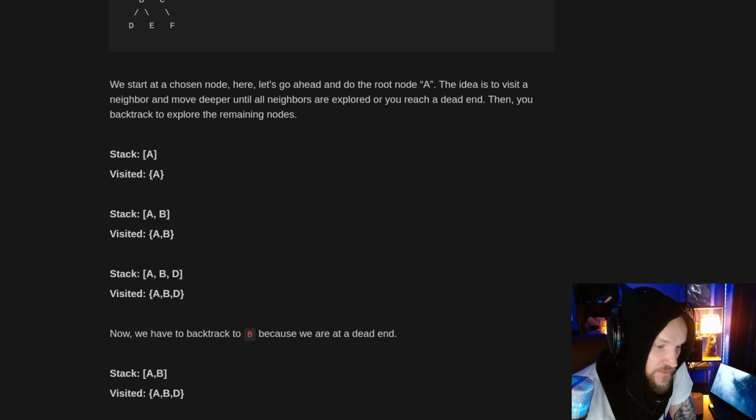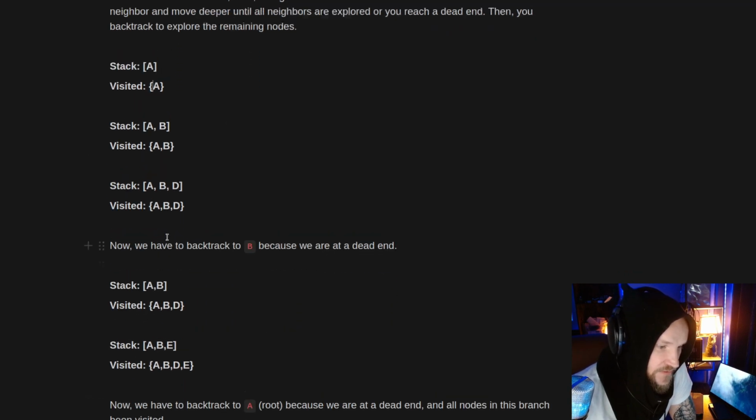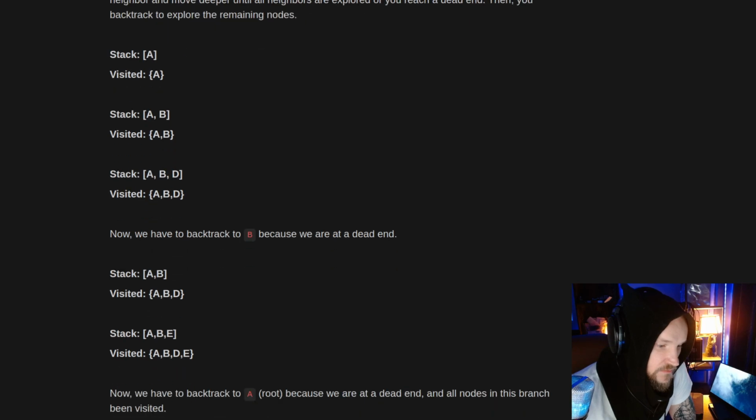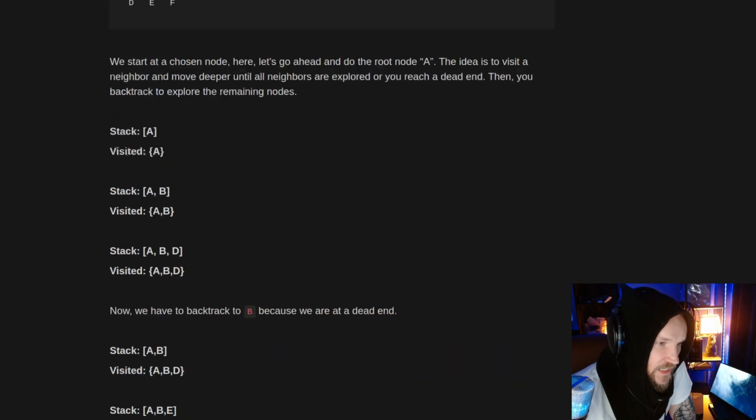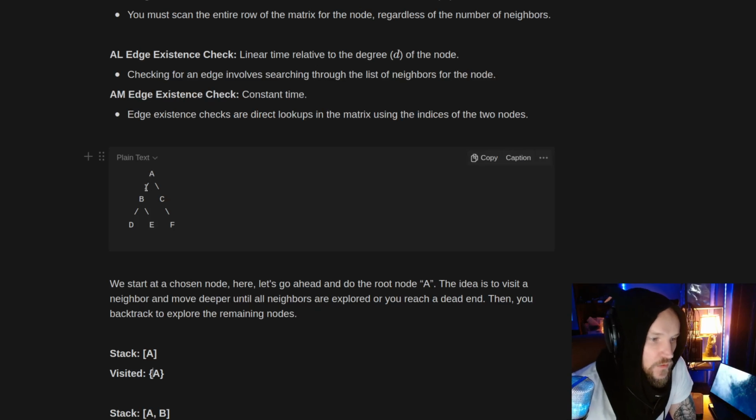So now we have to backtrack to A because we're at a dead end and all the nodes in the branch have been visited. So we go down the other array. We go from A to C, and then from C to F. And so we go all the way down till we get to the end, then we go back up, and then we're like, wait a minute, this is connected to a neighbor that hasn't been visited yet. So we go down here, and it's like, okay, nowhere to go. So we've got to go back up.